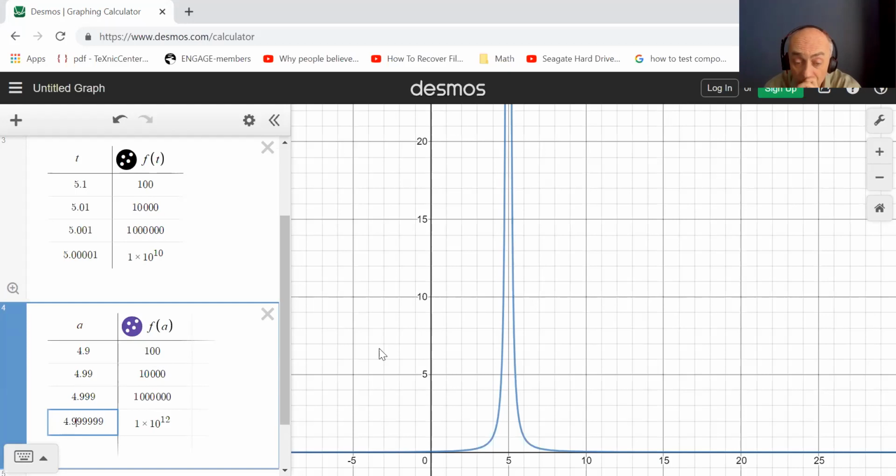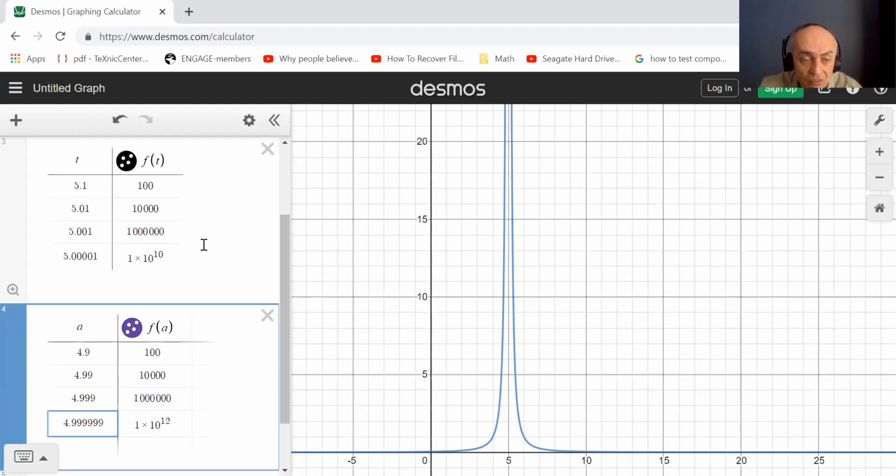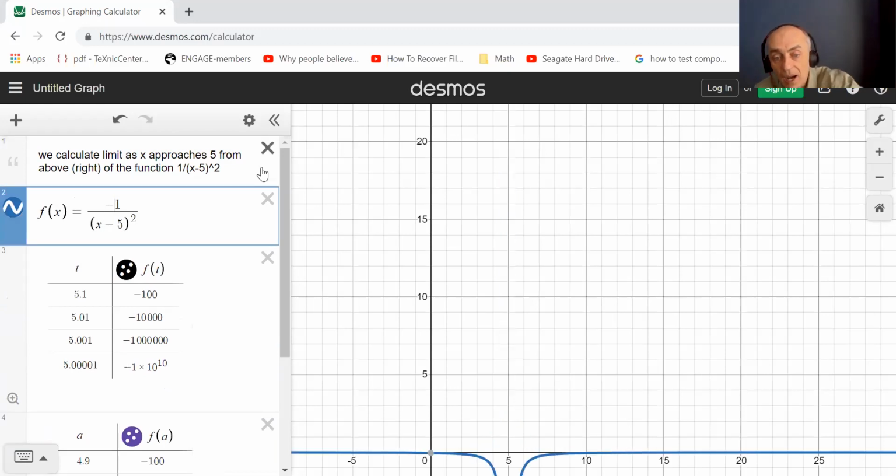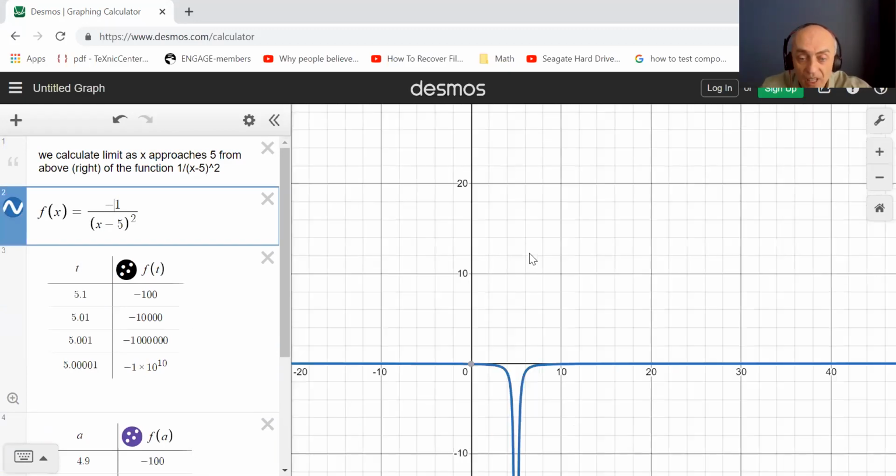Now in the book though, whenever they find limits that are infinity or possibly negative infinity, so if you want a negative infinity situation, all you have to do is to put a -1 here at the top, and you'll get a limit that goes to negative infinity.